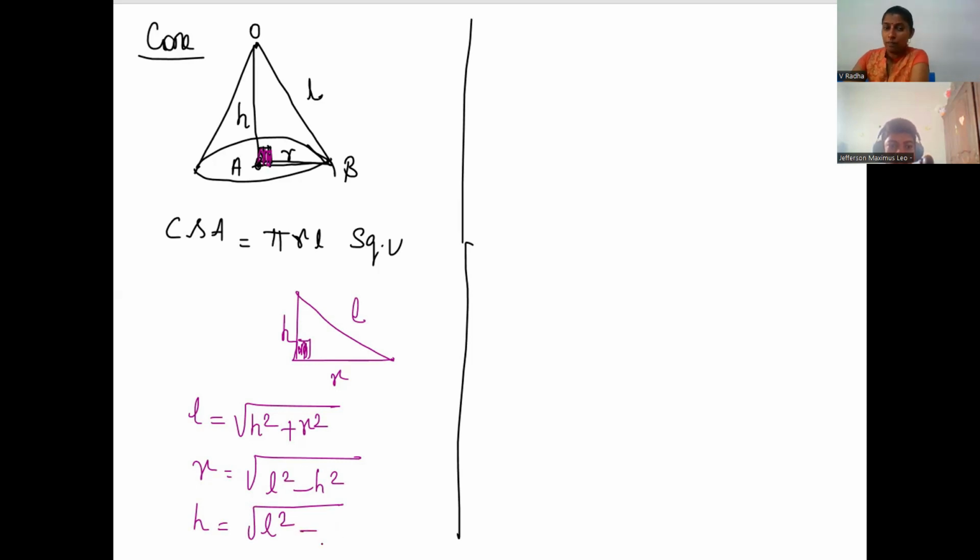Tell what term will come now? L square minus H square. That is R. I am asking now, L square minus R square. Of these three measurements, L is the longest because it is the hypotenuse, you know. So for hypotenuse, it is the sum of squares of the remaining two. Except slant height L, the biggest length, it is L square minus known side square. Okay, then CSA is over. Now TSA also. Can you say the formula for TSA?